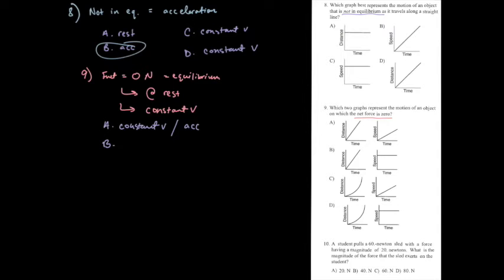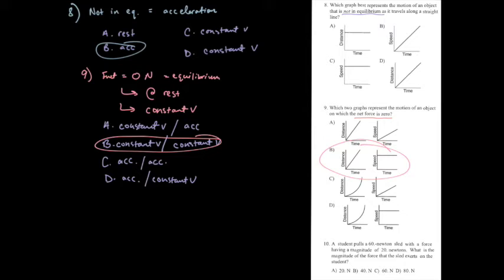Choice A shows a constant velocity and acceleration. B is constant velocity for both. That's actually our answer, but let's look at choices C and D just to make sure. C shows acceleration for both, and choice D shows acceleration and constant velocity. So our answer here is choice B.